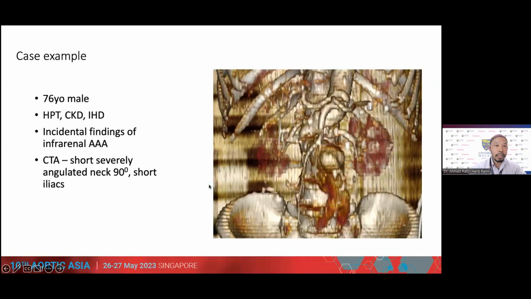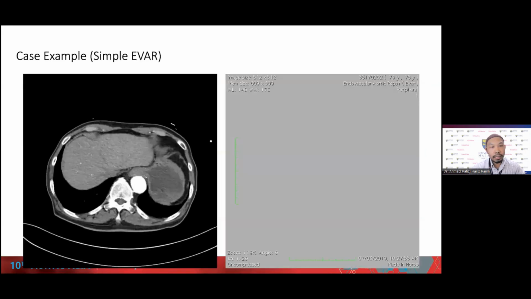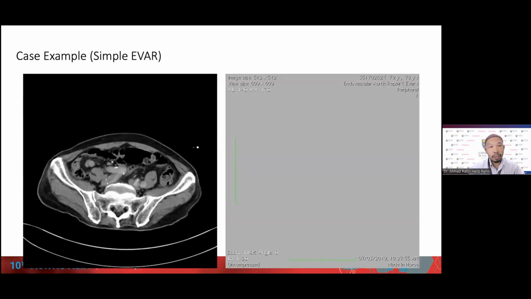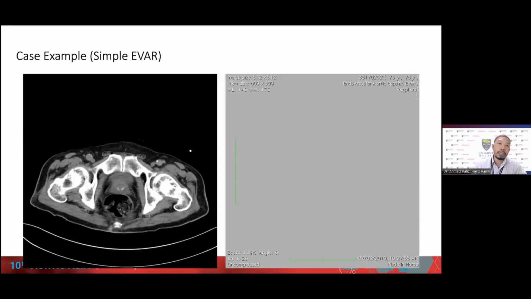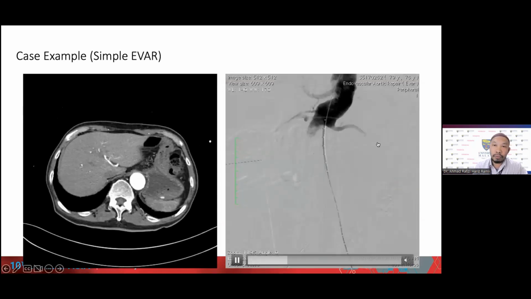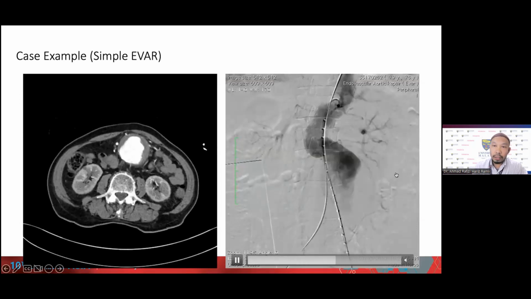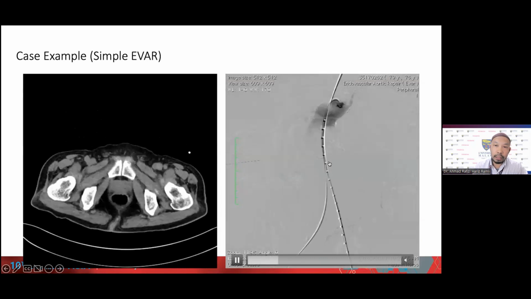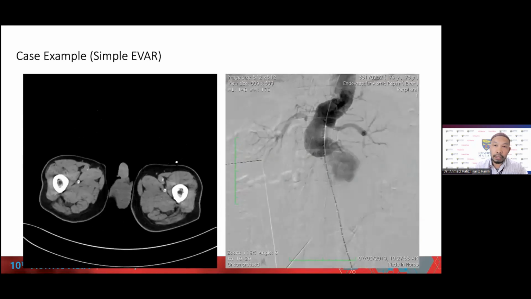Okay, so just some case examples. This is quite an elderly patient with an incidental AAA. So that's the CT scan. I'm just going to go through this quite fast because of the time limitation. It's quite a big AAA, maybe about 7 centimeters there. So this is the angiographic finding before we stent. As you can see, very angulated neck. So sometimes the stent won't really stay there.